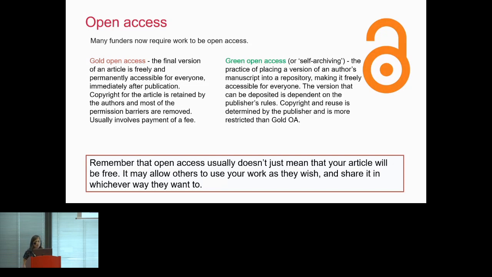And green open access is the second cheapest option for researchers. However, it is much more limited in scope, and authors may have to give up the copyright of their article.